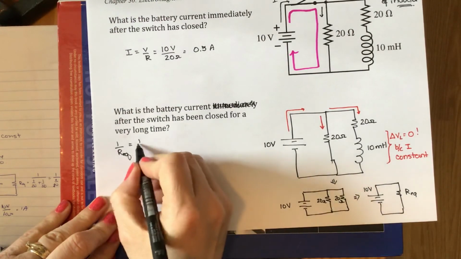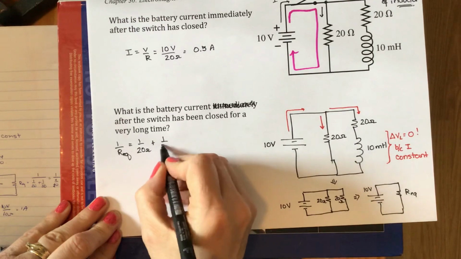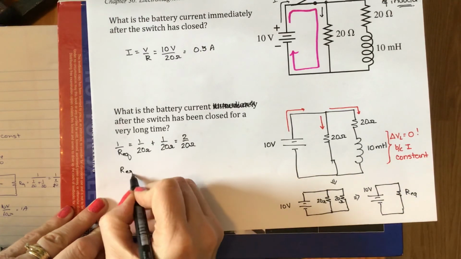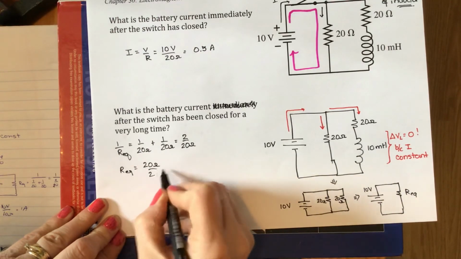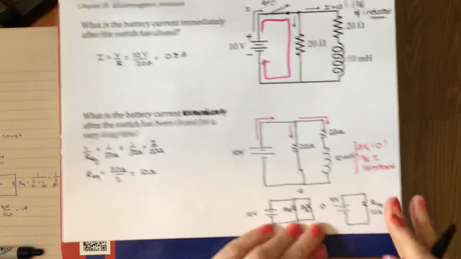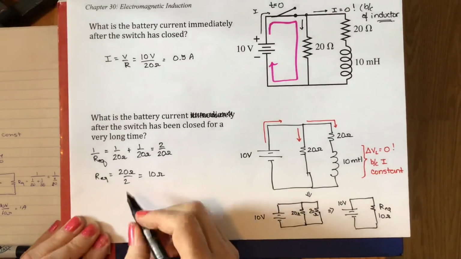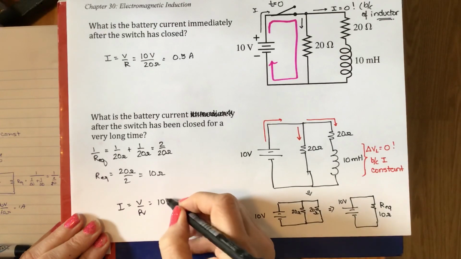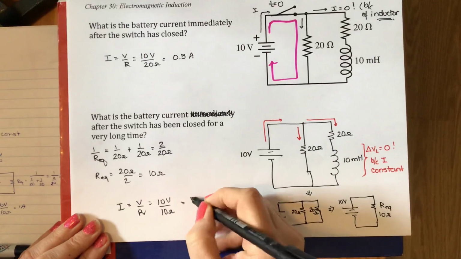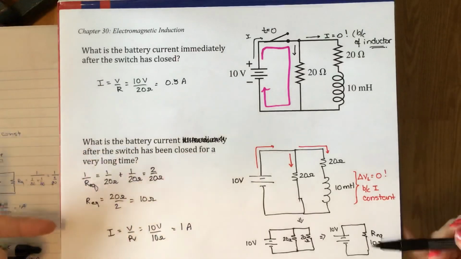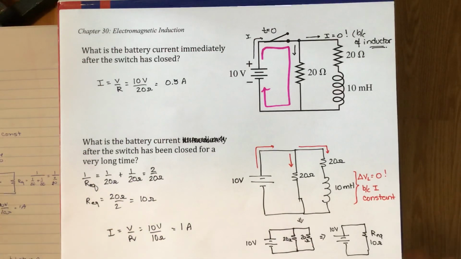1 over R equivalent is going to be 1 over 20 ohms plus 1 over 20 ohms. That gives us 2 over 20 ohms. So our equivalent resistance is 20 ohms divided by 2, or 10 ohms. So this equivalent resistance down here is a 10 ohm resistor. Then the current in this circuit is going to be the potential divided by the resistance: 10 volts over 10 ohms to get 1 amp. So our current starts at 0.5 amps and it gradually increases to 1 amp after a long time. Next we'll move on to an even a little bit more difficult example.